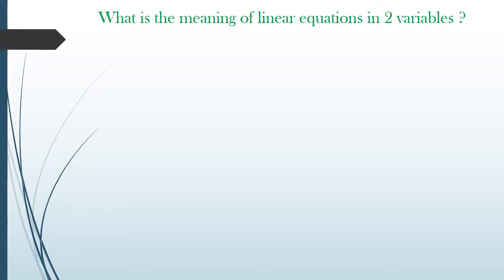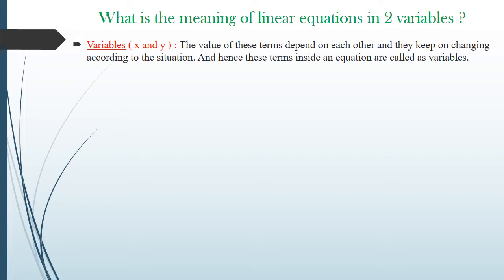So, let us first understand what is the meaning of linear equations in two variables. Whenever you see any equation in mathematics, you come across two letters of the English alphabet, namely x and y. These two terms play an important role in forming any equation because the values of these terms depend on each other and they keep on changing according to the situation, and hence these terms inside an equation are called variables. Remember, variables can be represented using any English alphabet and not only x and y.